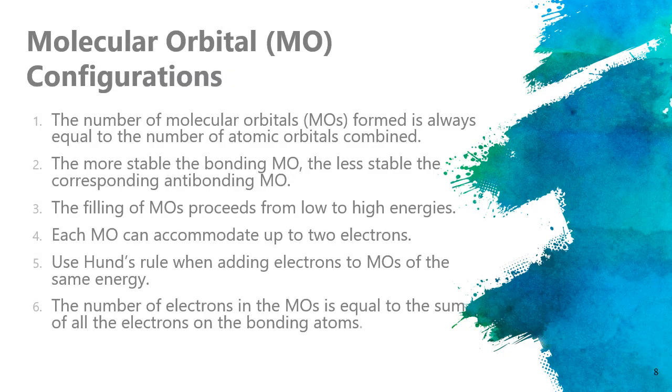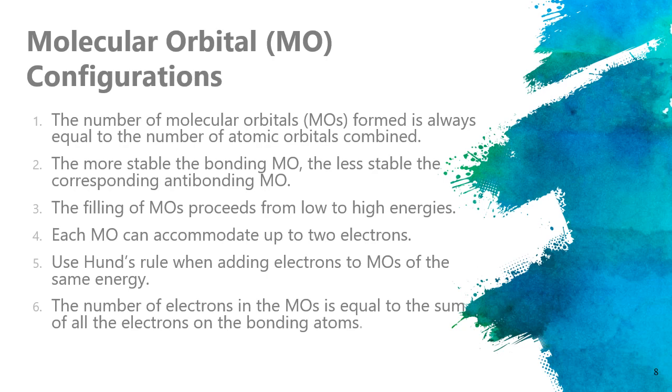There are some conditions that we have to follow for MOT. These are the conditions and regulations of how the MO is arranged or configured. First, the number of molecular orbitals formed is always equal to the number of atomic orbitals combined. Second, the more stable the bonding MO, the less stable the corresponding anti-bonding MO. There are bonding and anti-bonding.